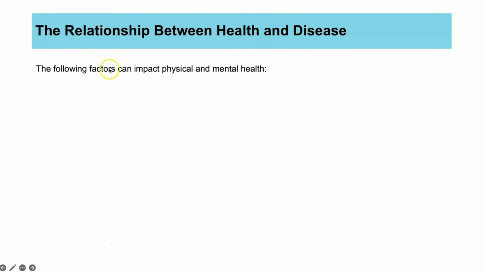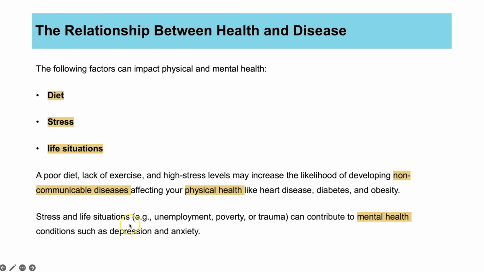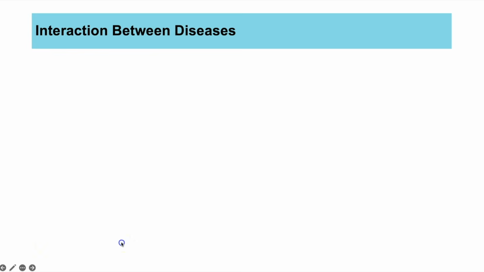So the relationship between health and disease is something that you need to be aware of. And the following factors can impact physical and mental health. So diet, stress, and life situations. So a poor diet and maybe lack of exercise and high stress as well, all of those can increase the likelihood of you developing a non-communicable disease such as heart disease. So that would be physical health. Stress and maybe life situations, we've got examples like if you became unemployed or poverty or there was some trauma, that can contribute to mental health conditions such as depression and anxiety.